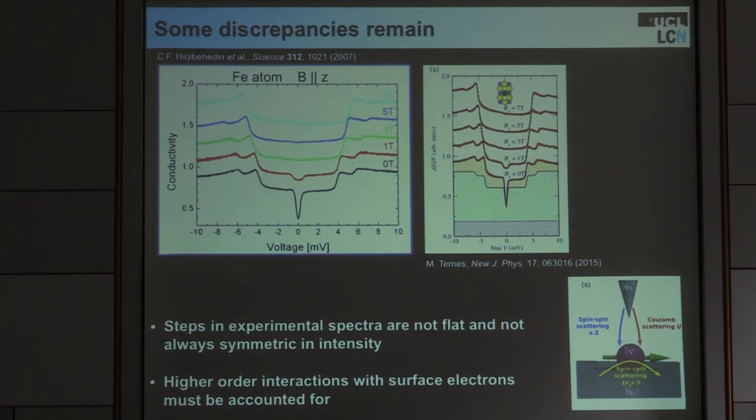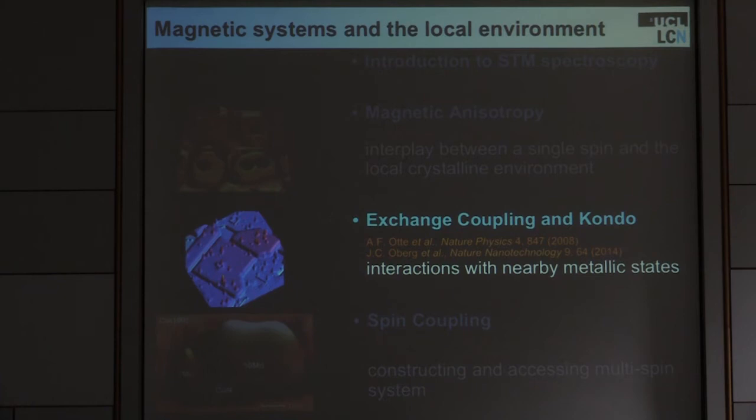So I'm looking forward to seeing that in the next talk. That's basically how we can extract magnetic anisotropy. Now let's go on to talk about what I was most interested in talking about, which is exchange coupling between this magnetic atom and the substrate.